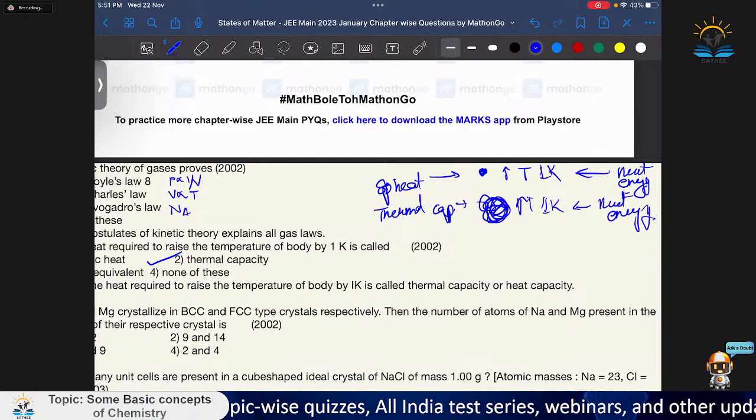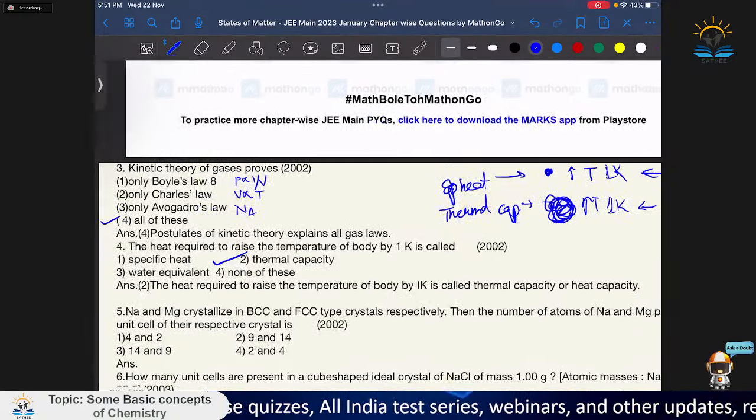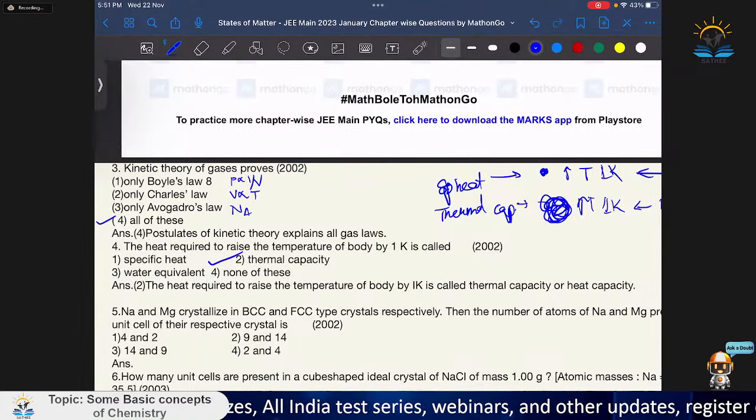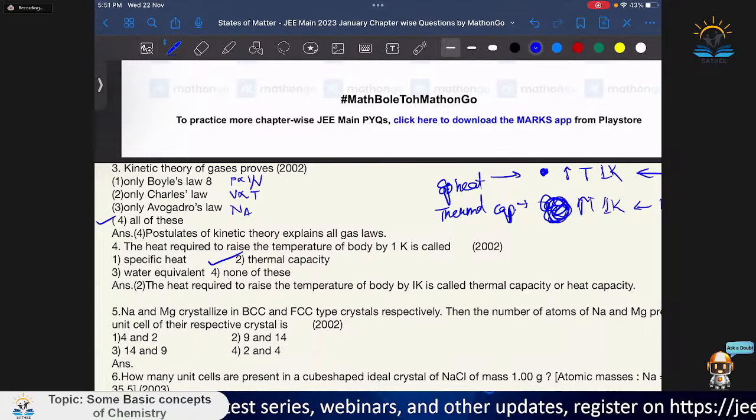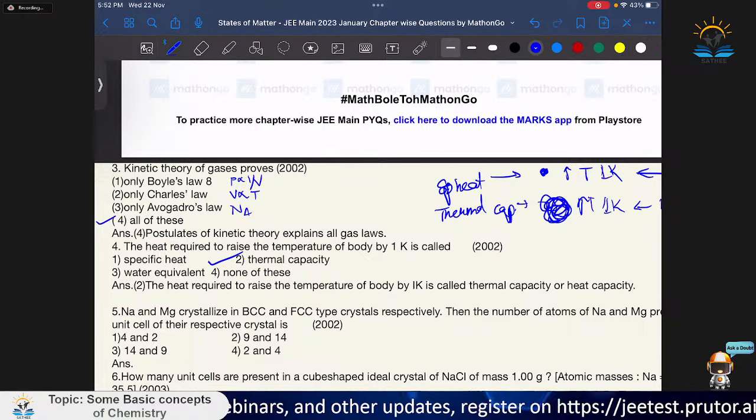So basically here they have not specifically mentioned unit mass. So mass is not unit, it can be any mass. So specific heat we will remove.